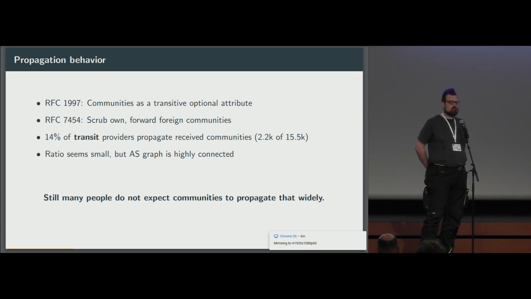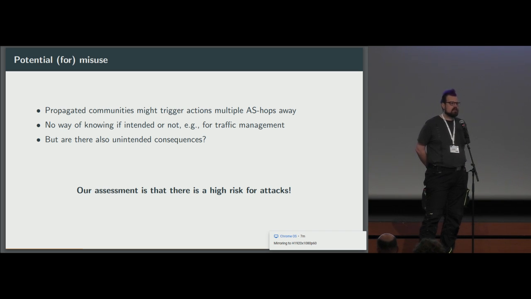But still, a lot of people do not expect this, and a lot of transit providers don't actually forward them. We only found 14% of transit providers propagating received communities. And yes, this value seems to be small, but the AS graph is highly connected, so you actually end up with communities traveling quite a lot. But still, many people do not expect them to propagate widely. And the problem here is that this leads to some potential for misuse. As they are propagating through the internet and can trigger actions multiple hops away, and there is no way for an operator to find out if this is intended or not, you cannot say, well, this is traffic management and legitimate, or this is an attack.